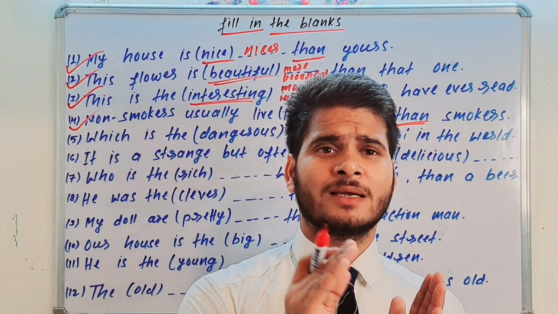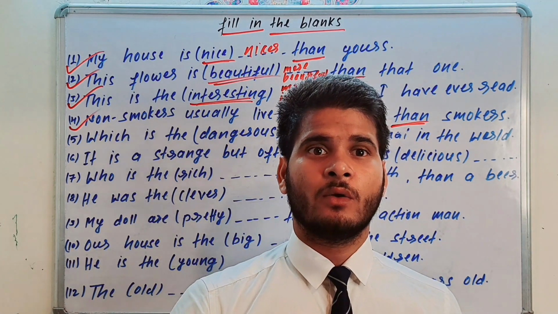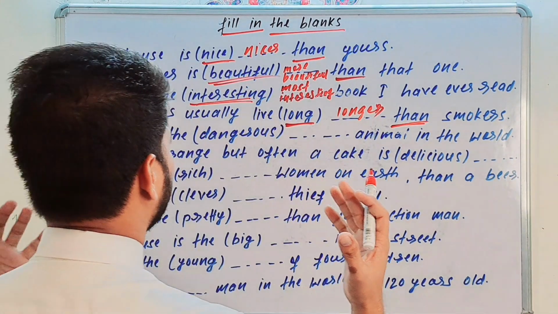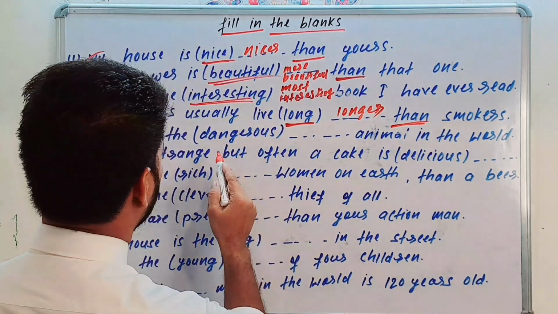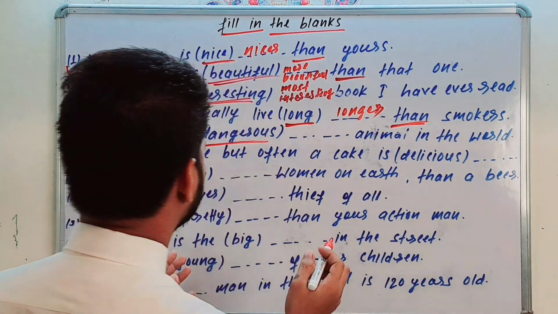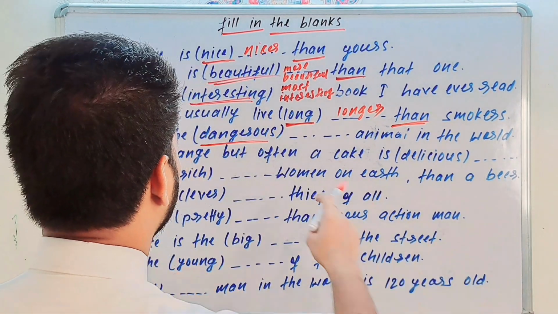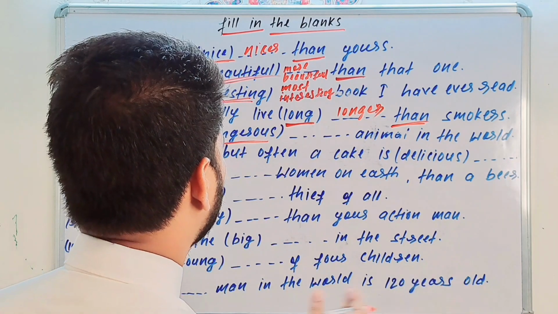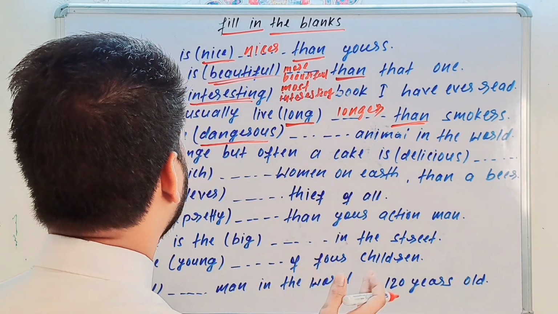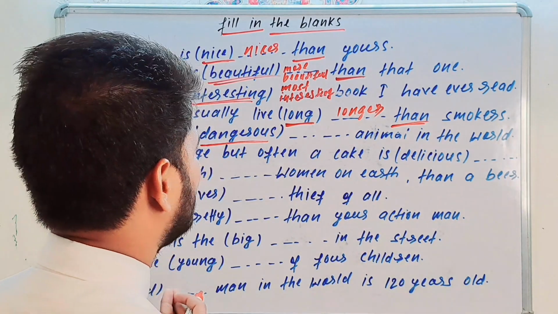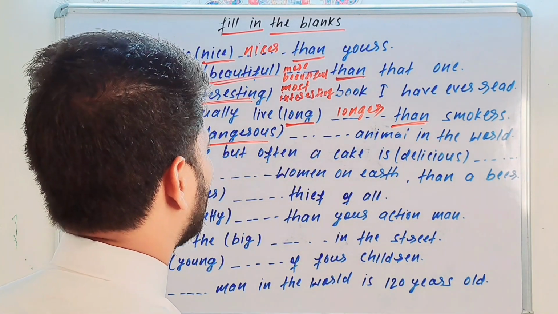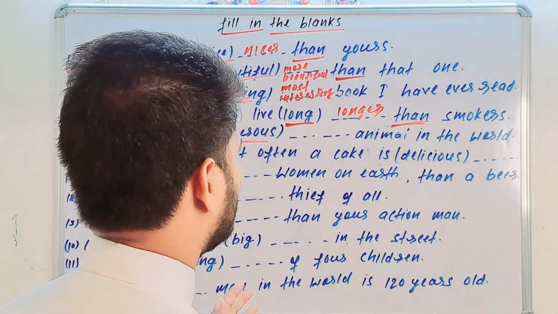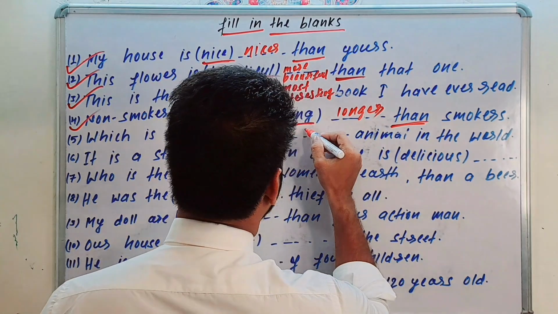I have to select one in all, the best in the world. Which is the dash animal in the world? And I have one option, dangerous. Convert the adjective dangerous to comparative degree. It will be like more. No, no, no. I'm talking about the superlative degree because I have to select one in all. Which is the most dangerous animal in the world? So use most dangerous.